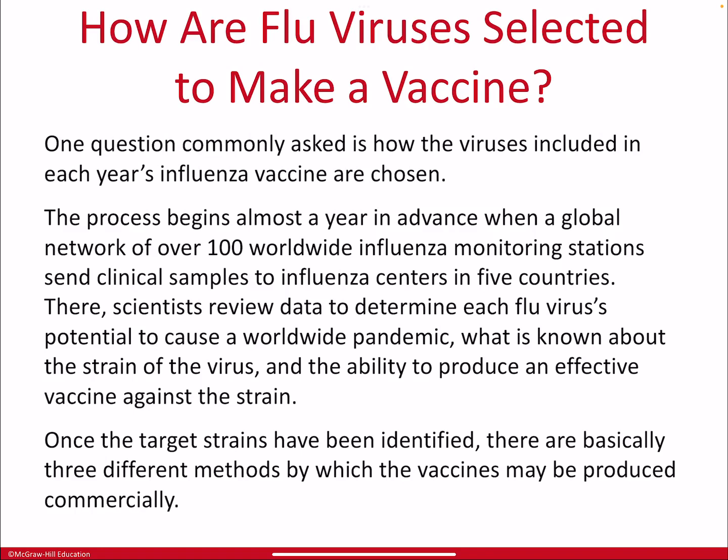One question that we hear is, how do we select these viruses to give in the vaccine? And what happens is scientists start about a year in advance. There's a lot of influenza monitoring stations, and they send samples to flu centers in 5 countries. And then they look at that data, they determine which of those flus has the potential to cause that year's flu outbreak, and they'll target strains that have been identified, and therefore maybe they can protect the most people that way.